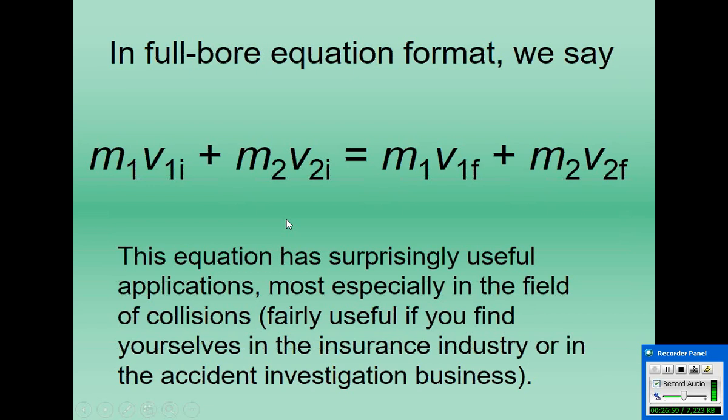Although I'm talking about how it applies to the universe, I can apply it to the interaction of any two ordinary objects. And I can write this concept out in equation form. M1 V1 initial plus M2 V2 initial equals M1 V1 final plus M2 V2 final. And this equation is more useful than you might be thinking right now.